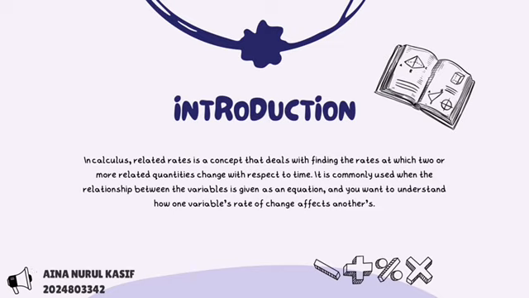In calculus, related rates is a concept that deals with finding the rates at which two or more related quantities change with respect to time. It is commonly used when the relationship between the variables is given as an equation and you want to understand how one variable's rate of change affects another.